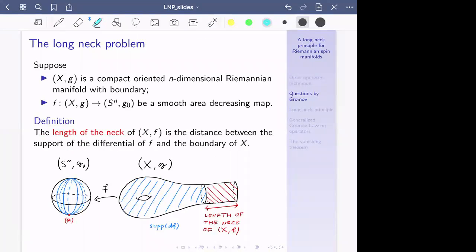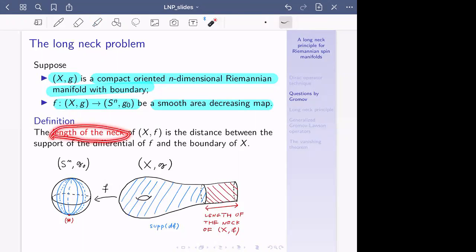All right, so now I want to discuss the geometric motivation, and more precisely, some questions and conjectures recently proposed by Gromov on the existence of metrics of positive scalar curvature on manifolds with boundary. Suppose that X is a compact oriented n-dimensional Riemannian manifold with boundary, and suppose that F is a smooth area decreasing map. The length of the neck of (X, F) is the distance between the support of the differential of F and the boundary of X.